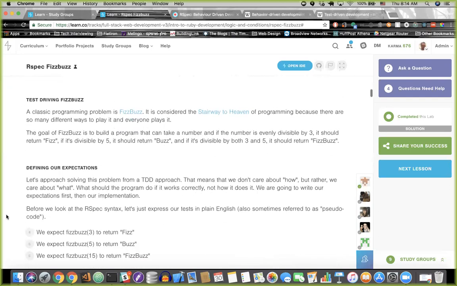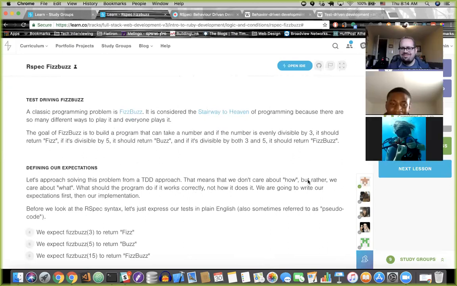The way we're going to talk about RSpec and test-driven development today is through FizzBuzz. Have you ever heard of FizzBuzz, either of you? Yep. It's a small game that's supposed to print fizz, you know, for three. I believe buzz is for five. And if you get both, you get fizz buzz, I guess.